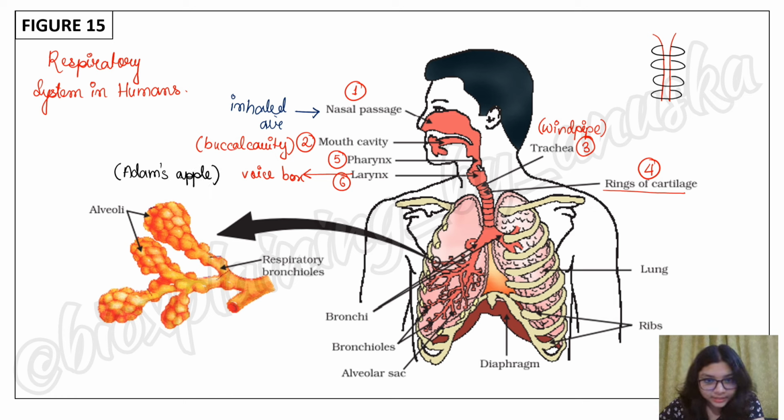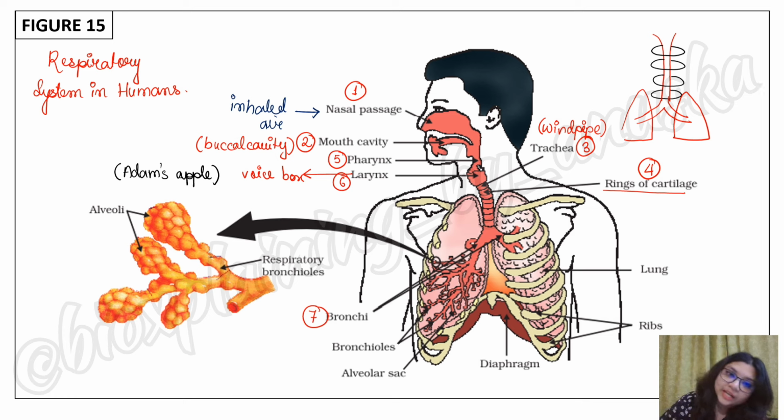Okay. Then part number 7, what do we have? Part 7 refers to the bronchi here. That is, the trachea comes down and at the level of the lungs, it will divide into two. Say this is the level of the lungs. At the level of the lung, it will divide into two parts. So those two bifurcations are known as the bronchi, sometimes also known as the primary bronchi.